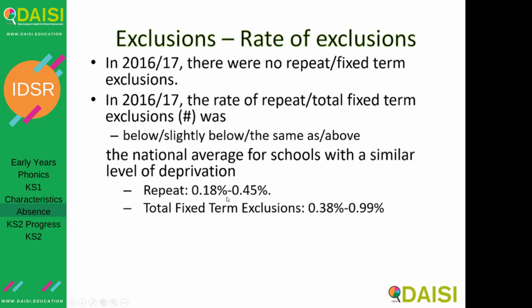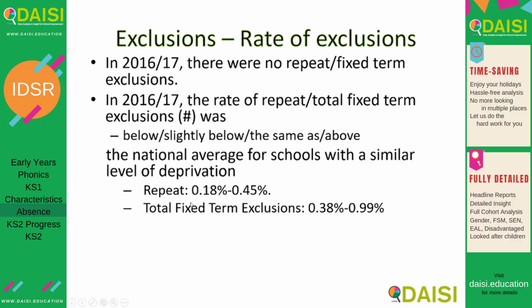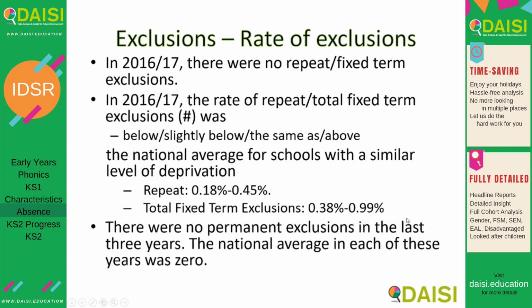So if you are in the 20% most deprived of schools, then you will have a comparator against the most deprived schools. If you're in the least 20% deprived schools, then your national average will be significantly lower. So for repeat fixed term exclusions, you will have a national average of 0.18%, and for total fixed term exclusion 0.38%. Whereas if you're in the most 20% deprived schools, then you will have a national average that is around 2.5 times greater. If you have any permanent exclusions, these will also be listed on the first page.